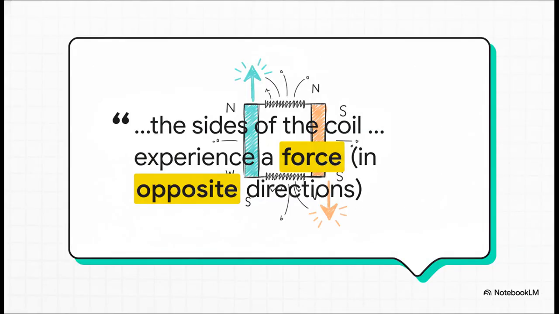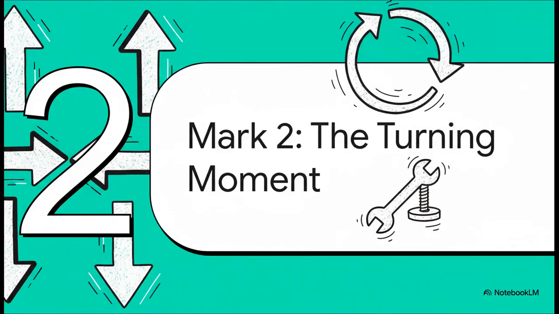And that right there, a current inside a magnetic field, that's the magic combination. And here's the exact wording for your first mark. You have to state that the sides of the coil experience a force. And here's a pro tip to really nail it. Mention that these forces are in opposite directions. So one side gets a push-up and the other gets a push-down.